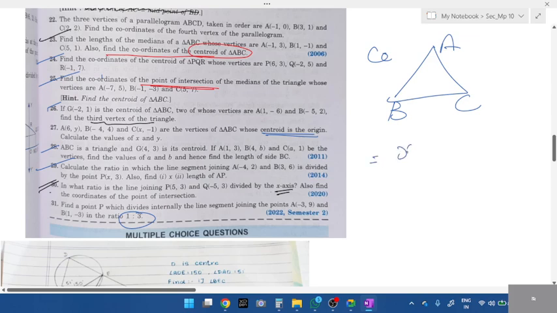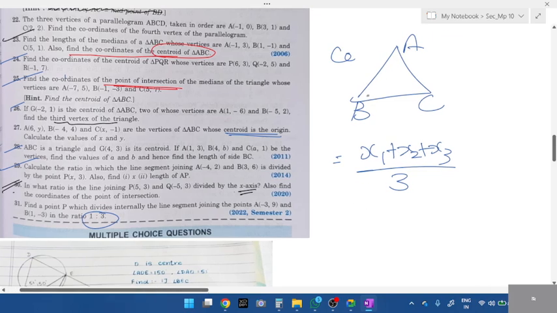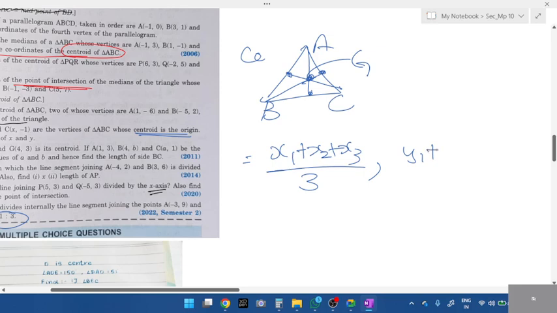All of you will respond. x1 plus x2 plus x3, divided by how many numbers are we adding? 3, right? This centroid is the point where all 3 medians meet, students. This common point is G. Remember this centroid formula. Comma, y is given by y1 plus y2 plus y3 divided by 3. Fine, this is the formula. Have you all made a note of this?